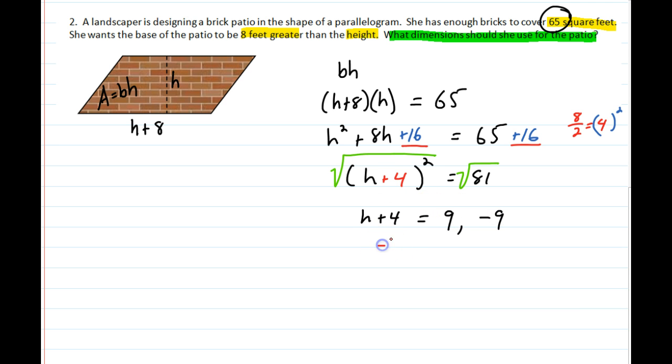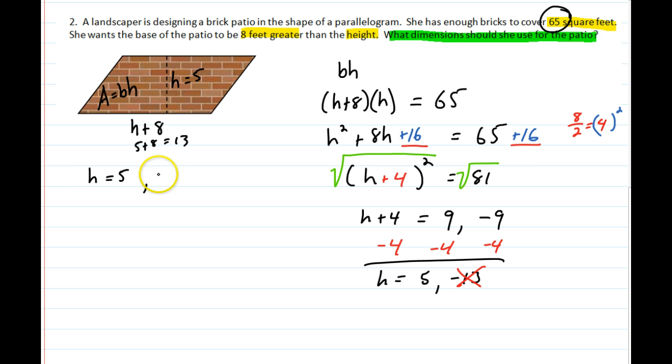Now we solve for h. And so the height is going to be 9 minus 4 is 5, or negative 9 minus 4 is negative 13. And as soon as you see that negative number, look back here. Would a negative 13 make sense for a height? The answer is no, so we know it's not going to be that. And so if the height is 5, that would mean that the base would have to be 13. So here you would say the height is 5 and the base is equal to 13.